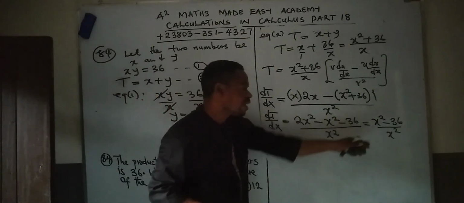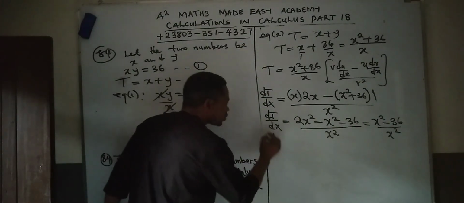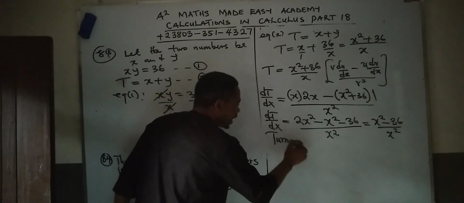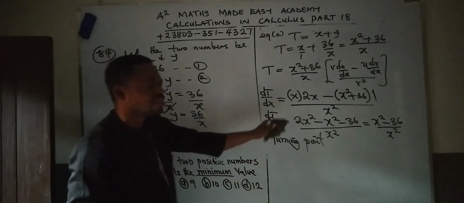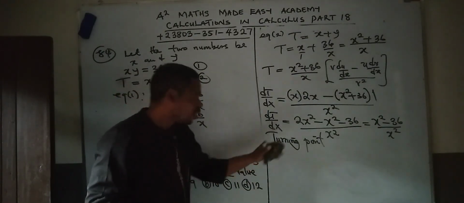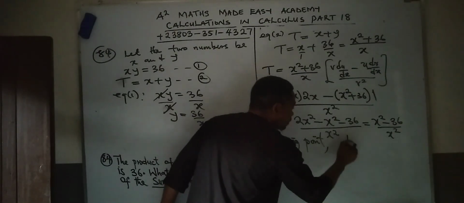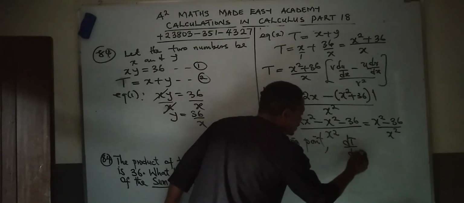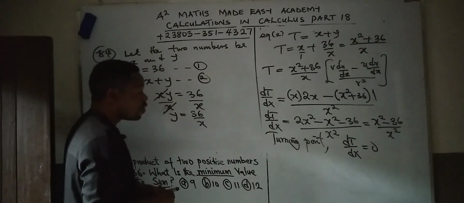This is a derivative. Since we are looking for the minimum, it will now take us to what we call the turning point. Please watch all the parts. I have discussed the minimum and maximum of a function under derivative. Any turning point means that dt over dx is always equal to 0. Can we move ahead now?